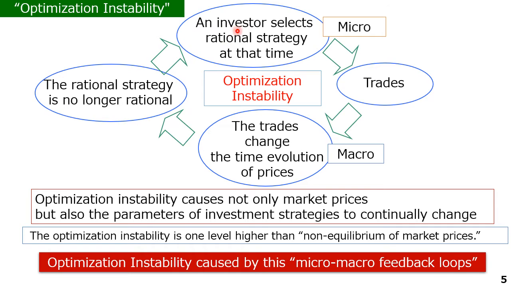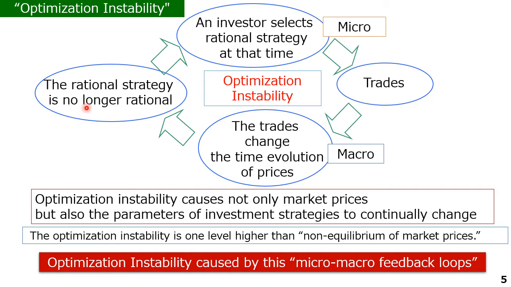At first, an investor selects the rational strategy at that time, so they optimize the parameter of the investment strategy. This is a micro process. From this, they trade, and the trades change the time evolution of prices. This is a macro process. The time evolution of prices is changed, so the rational strategy is no longer rational.